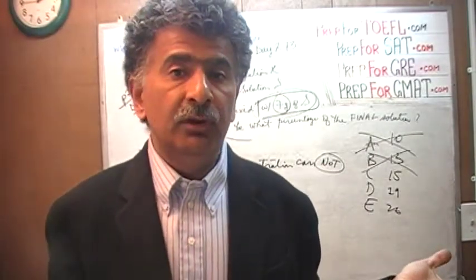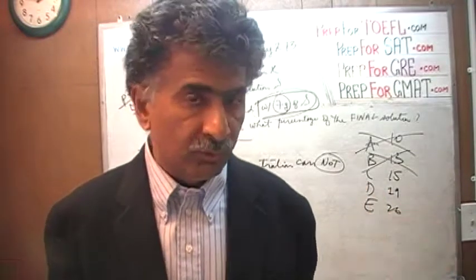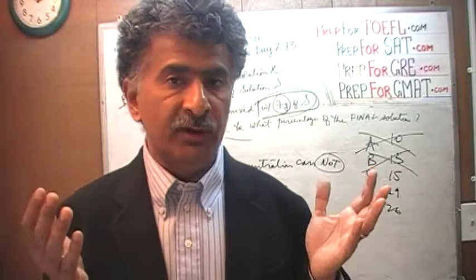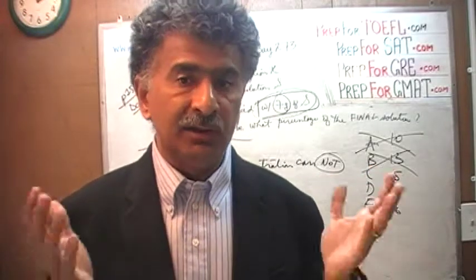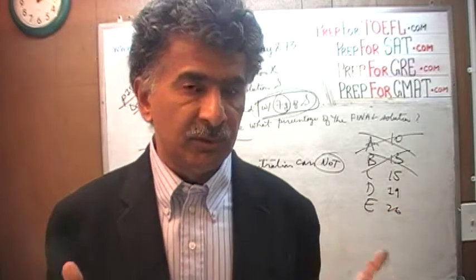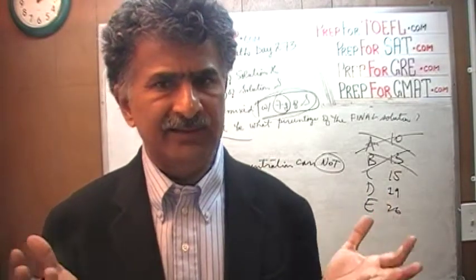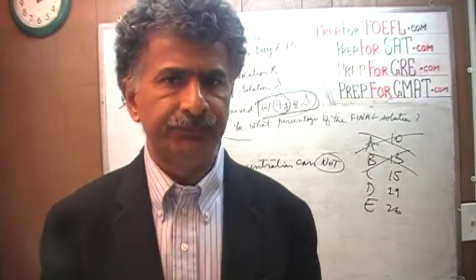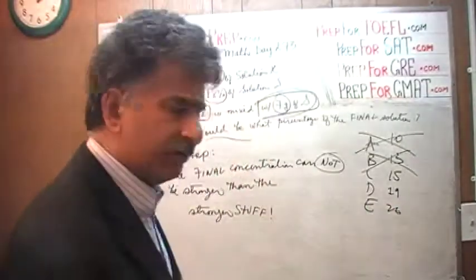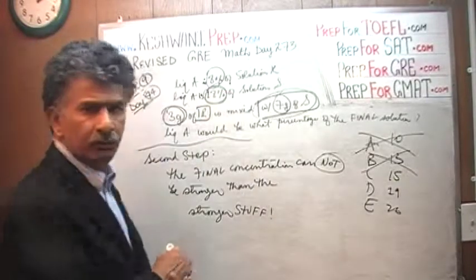The final concentration can never be stronger than the stronger solution. The final concentration can never be weaker than the weaker solution. And the final concentration must be equal to the average of the two concentrations if you're mixing equal amounts. These are very basic concepts that one has to keep in mind. That's all. Which also tells us that any answer choice that is more than 18% can be ruled out.